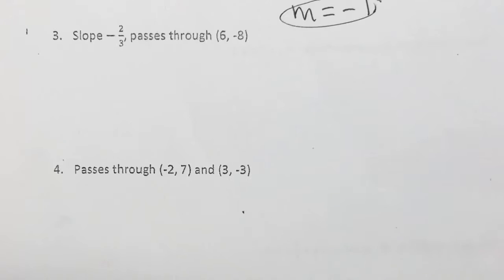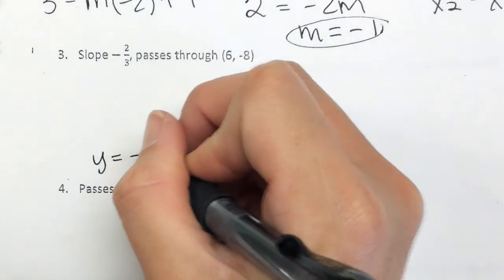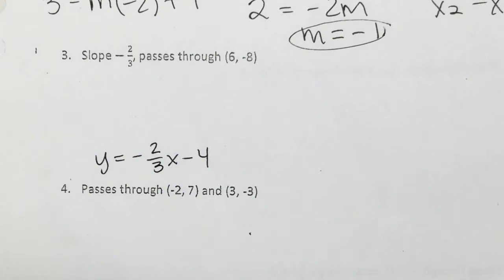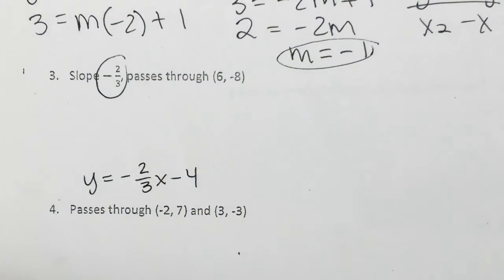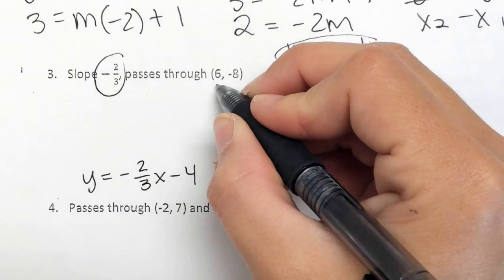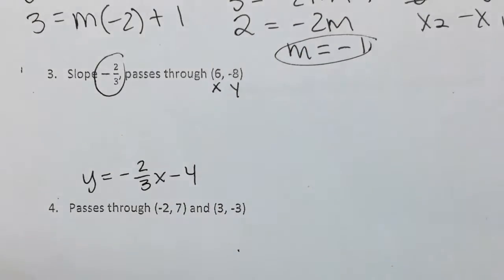Simon, tell me the equation you got for number 3. Y equals negative 2/3 x minus 4. Raise your hand if you got this. Do I need to go over this one? Yes. Okay, so the slope they already give us, correct? We just have to find the what? Y-intercept. Brandon, tell me what these two are. 6 is x. Good. So what formula could we use to find our y-intercept?